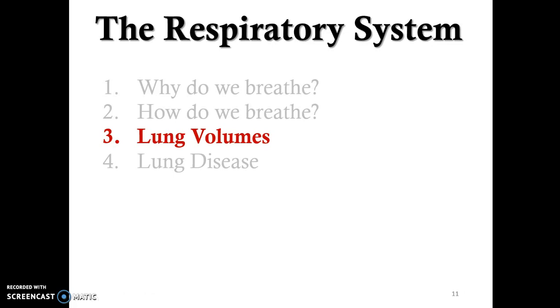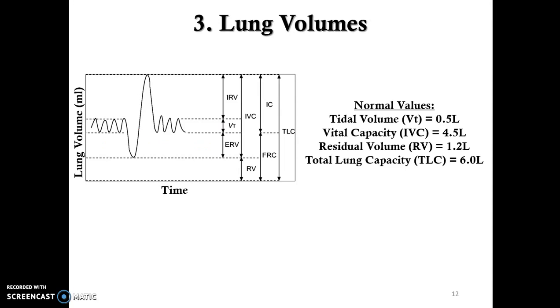Something that physicians use a lot are lung volumes. So I have a graph here on the left. It can be really complex to learn every single lung volume. I just want to introduce the idea to you guys. So these lung volumes are helping physicians and respiratory therapists understand how well a person's lungs are functioning. And this graph on the left shows you various lung volumes.